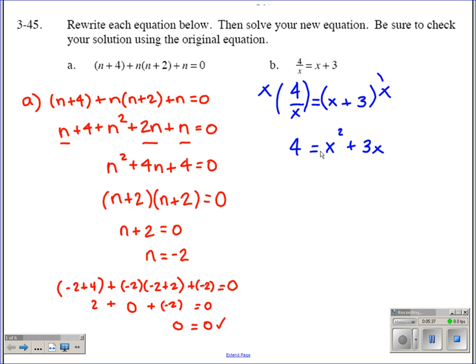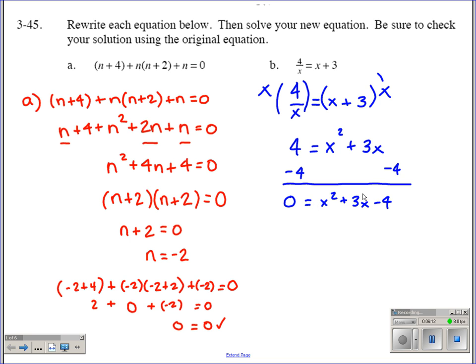Our next step that we want to do here is we want to solve this. We know that we have an x squared term, and we have a 3x over here. So this is going to be quadratic. And remember, when we're solving quadratics, we want to get it so it equals 0. So we're going to have to subtract 4 from each side. And we're going to end up with 0 equals x squared plus 3x minus 4.